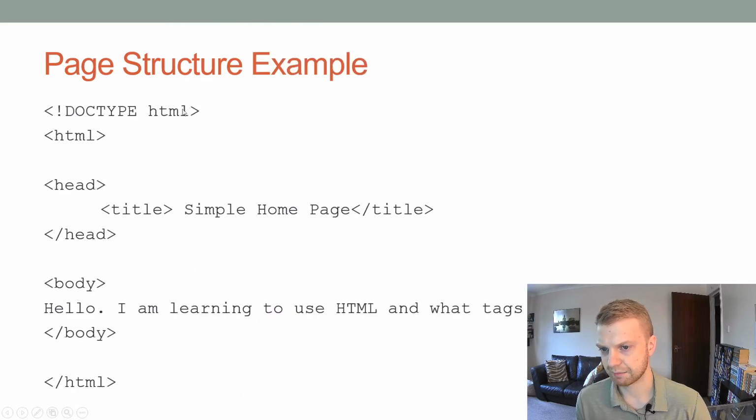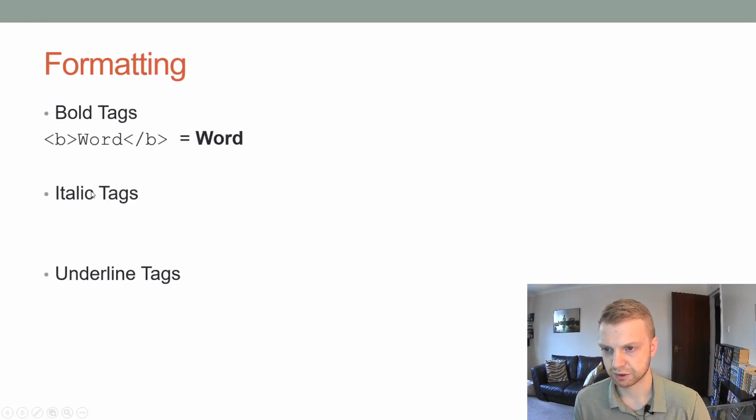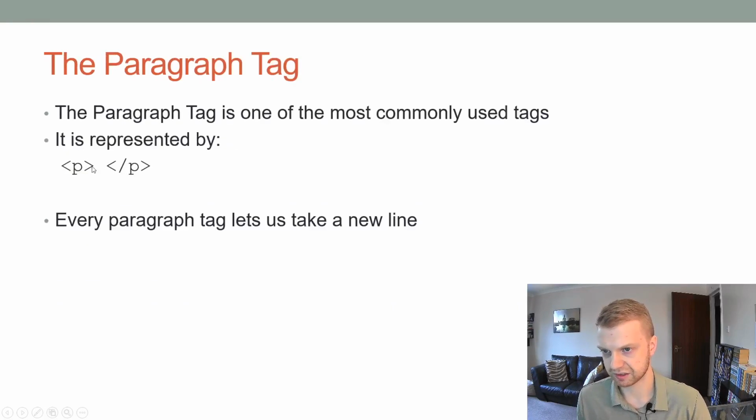So here's an example. This one would just say simple homepage in the tab at the top, and then it would say this is that's what the actual website would have in it. You can make paragraphs by using p tags. So every time you need a new paragraph, you have to do this. You can't just press the enter button, it won't work.